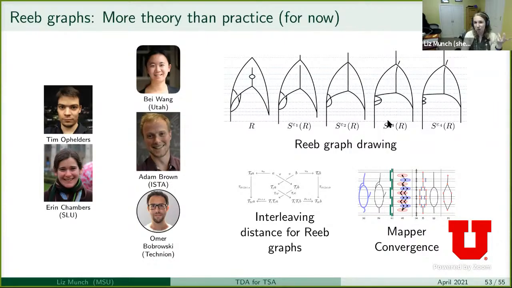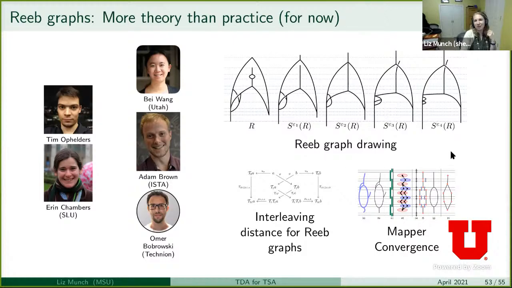And then what do you do to get from "I have a Reeb graph" to "now what do I do for some sort of statistical analysis?" So there are things related to drawing Reeb graphs, simplifying Reeb graphs, coming up with metrics for Reeb graphs, proving things about convergence, right? Our very own Bei Wang is, I think I stole this picture off your website, probably should warn you about that in advance. But yeah, lots of interesting things in that direction.